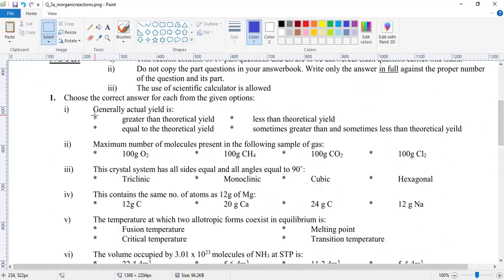First of all, generally actual yield is greater than theoretical yield, less than theoretical yield, equal to the theoretical yield, or sometimes greater and sometimes less than. Remember that the actual yield is the practical yield that you obtain during the reaction. And the theoretical yield is the yield that we calculate using the stoichiometric rules according to the mole ratio of the reactant and the product.